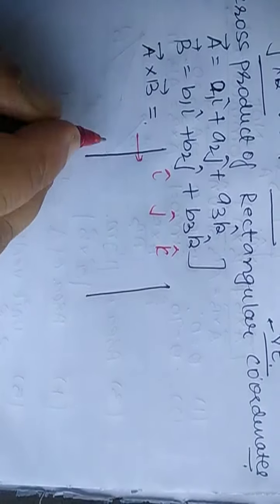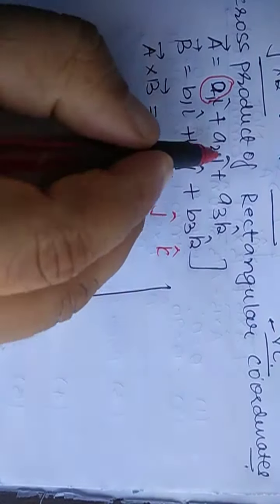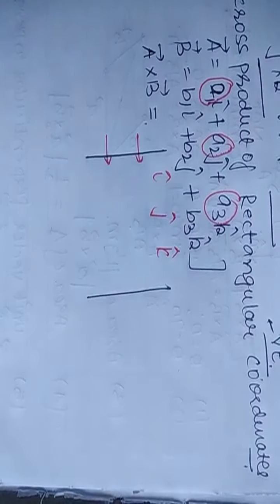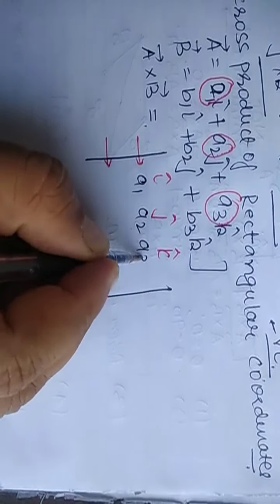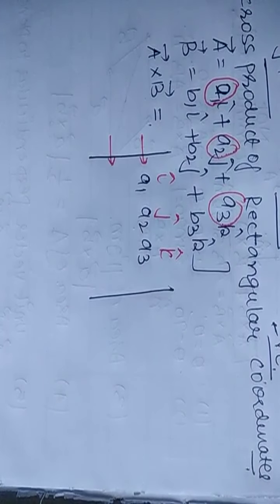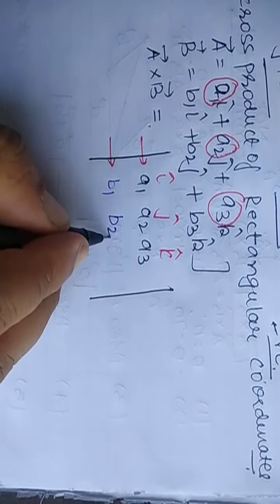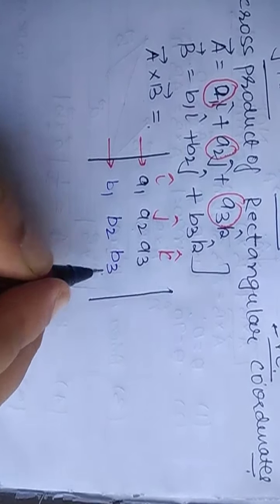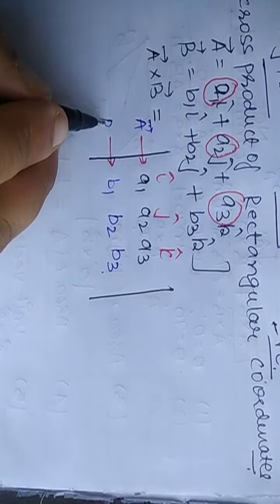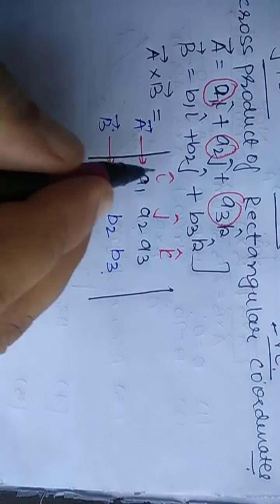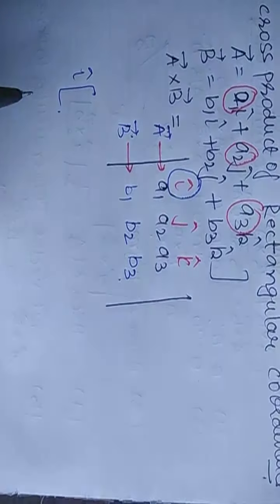First was the a vector, second was the b vector. So you will write the coefficient of i, coefficient of j, coefficient of k. So here it will be a1, a2, a3. Similarly for the second vector b, you will write b1, b2 and b3. So first I wrote the a vector and then I wrote the b vector. Now how to solve? First you will mark this as i cap.